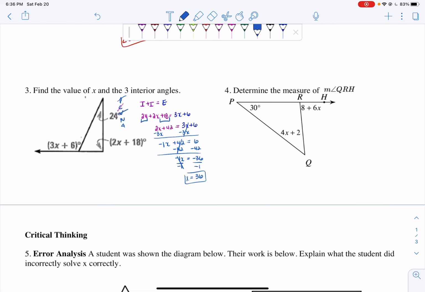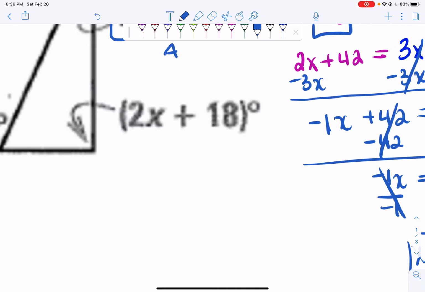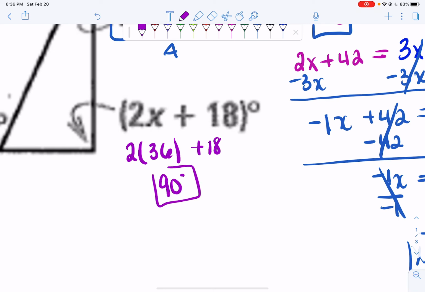Now what we need to do is find those interior angles. So I know my interior angles are 24 degrees. That's 1. Don't even have to plug in. I'm now going to plug in 36 for x. I get 2 times 36 plus 18. 2 times 36 is 72, plus 18 is 90. So this is a 90-degree angle.